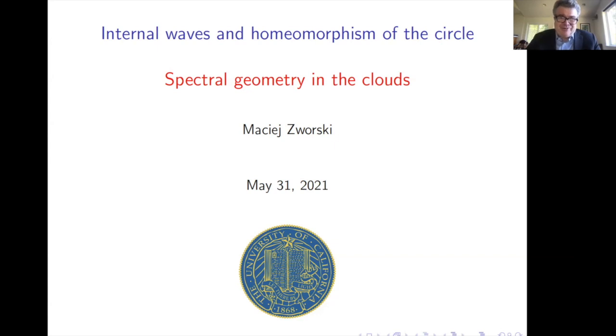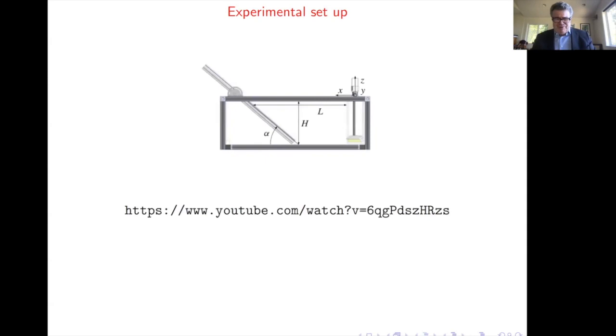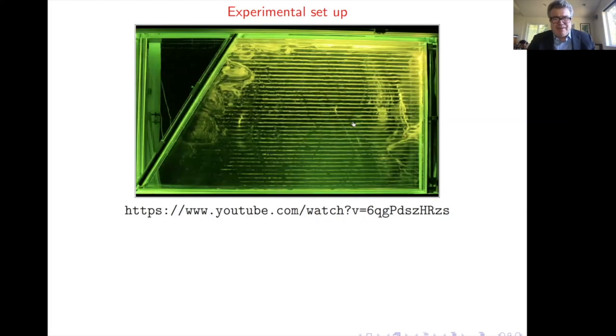I will talk about a spectral theory problem, which is motivated by fluid mechanics. So here is the experimental setup, which is an aquarium where you can change the geometry of this aquarium. This aquarium has a cross section which is a trapezium, and then there's some forcing mechanism which forces some oscillations. And this is how the experiment looks.